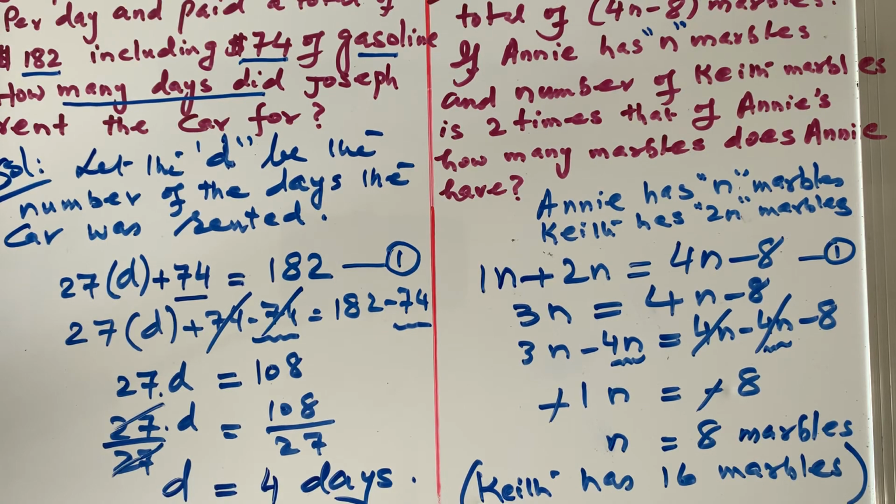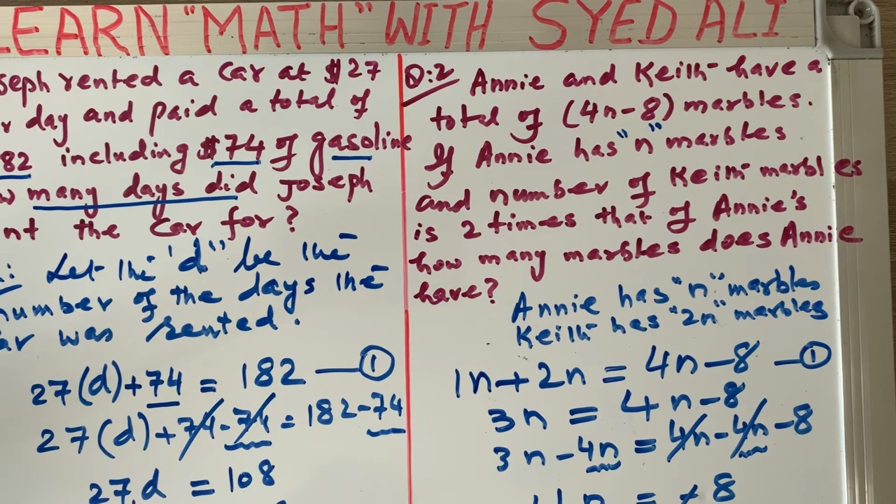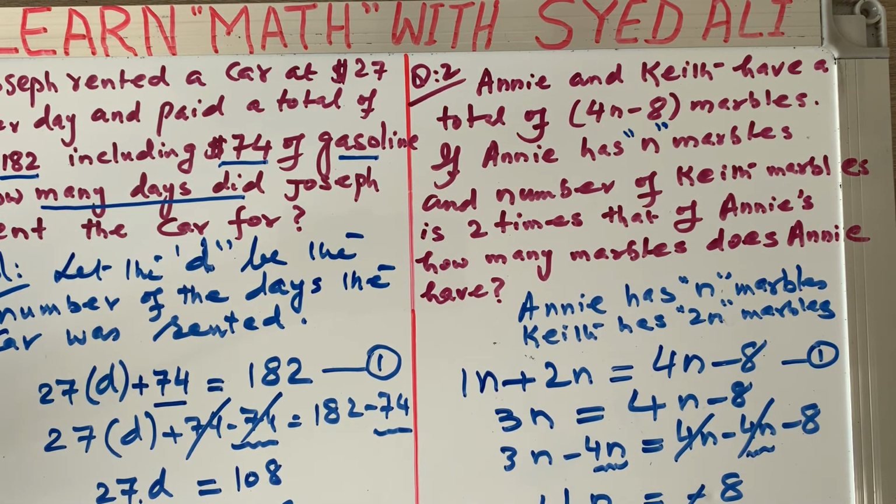So the total was given. Annie and Keith have a total of 4n minus 8 marbles. This was the total. And then the question is saying that Annie has n marbles and the number of Keith's marbles is 2 times that of Annie's marbles. How many marbles does Annie have? So we make the equation 1n plus 2n equals 4n minus 8 and we solve this equation as n equals 8. So we find out that Annie has 8 marbles and this is our answer.